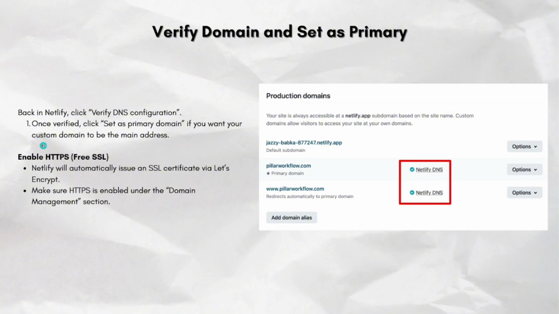Back in Netlify, you have to click verify DNS configuration. And once verified, you have to click set as primary domain, if you want your custom domain to be the main address. After that, just enable HTTPS, the free SSL. Netlify will automatically issue an SSL certificate via Let's Encrypt. You just have to make sure that HTTPS is enabled under the domain management section.